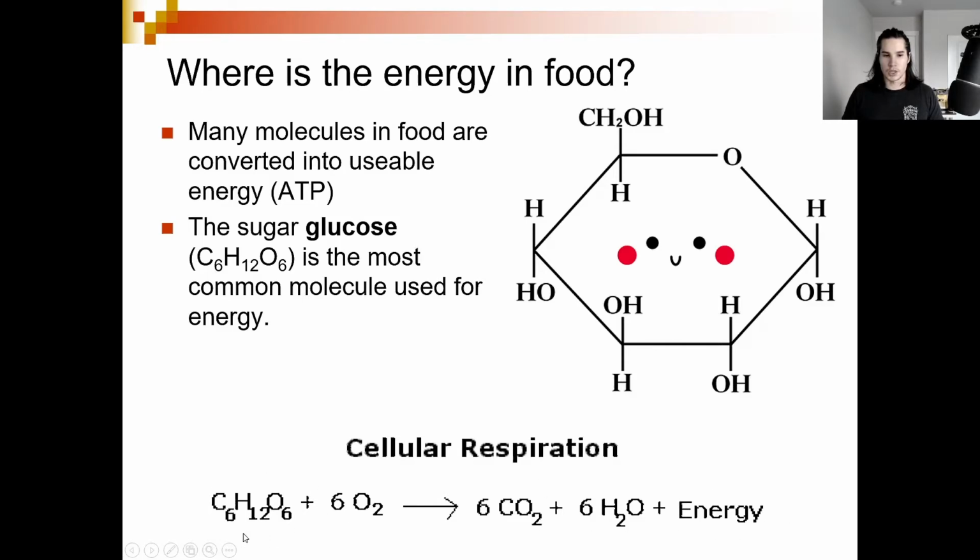So C6H12O6 is your sugar, your glucose, plus 6O2, 6 molecules of oxygen, yields 6 CO2 plus 6 H2O, water, and then plus energy in the form of ATP. So when you undergo full aerobic cellular respiration, this is the equation that you will be seeing. Sugar in, oxygen in, CO2 out, water out, energy out.